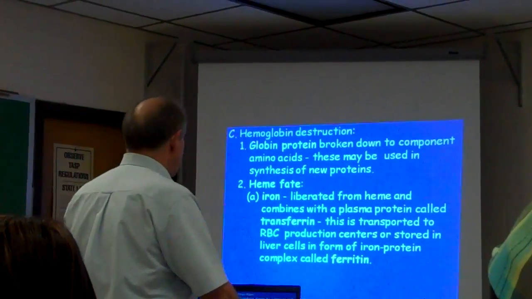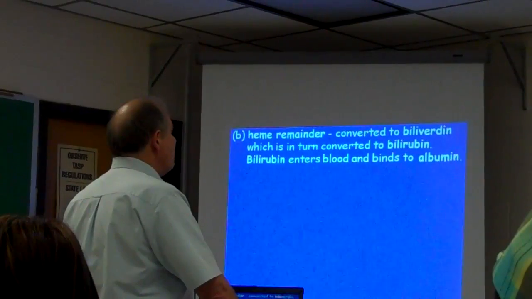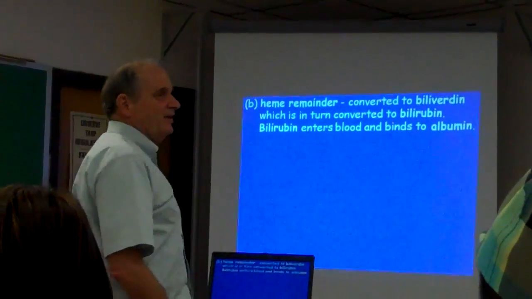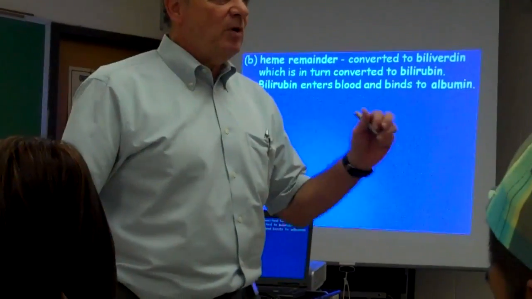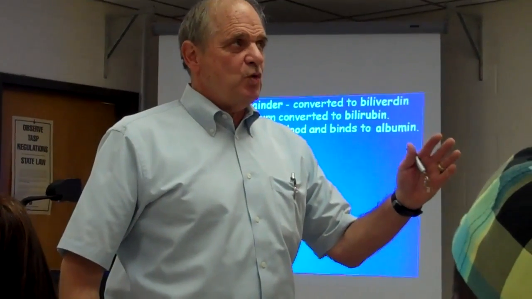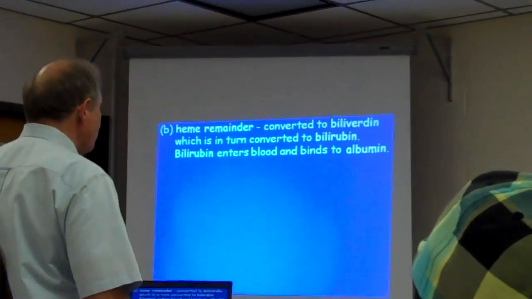All right? Now then, right here, everybody, look at this. The heme remainder. All right, heme remainder is converted to biliverdin. Biliverdin is converted to bilirubin. Bilirubin goes by way of the bile to the intestine. Bacteria in the intestine convert bilirubin to urobilinogen. A certain amount of that is converted to a stuff called stercobilin, and it goes out in the feces.